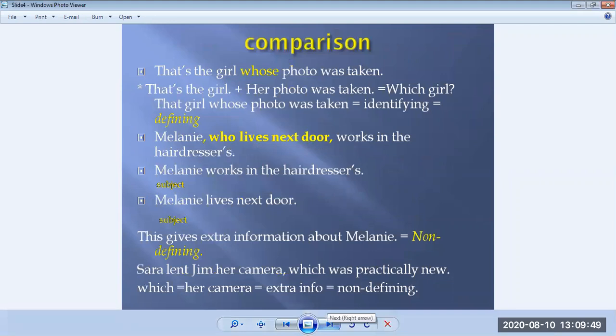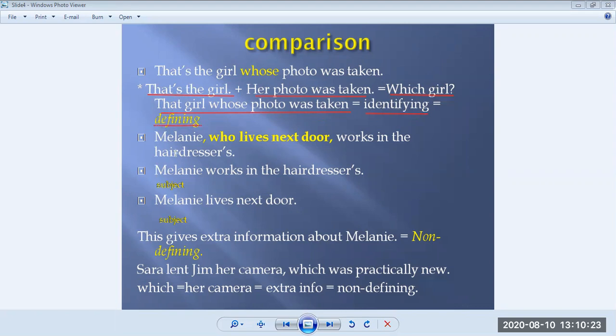Here, comparison. So how do we compare it? Let's have a look. That's the girl whose photo was taken. Here, this example: that is the girl, her photo was taken. When you put them together, which girl? It comes out as the girl whose photo was taken. It is identifying one, because when you ask which girl, they say whose photo was taken, which is identifying the girl, which is defining.